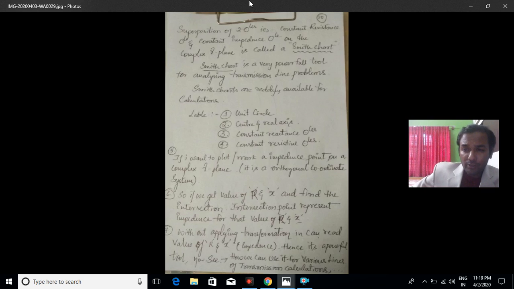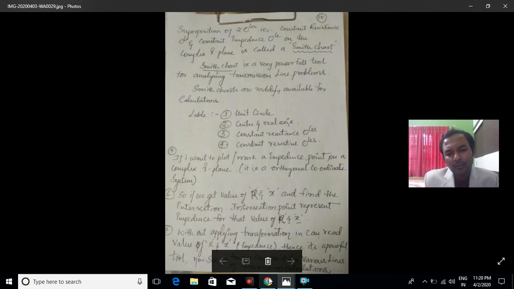The Smith chart is a very powerful tool for analyzing transmission line calculations or problems. Smith charts are readily available for calculation. As we know that it is available, we can get a printout of it and work on the lab procedures, or work on the transmission line problems anyway. So what are the things which are present in a Smith chart?